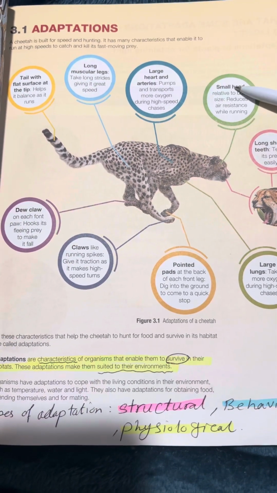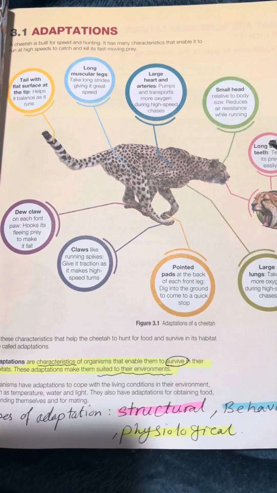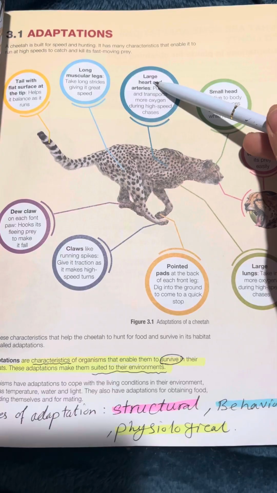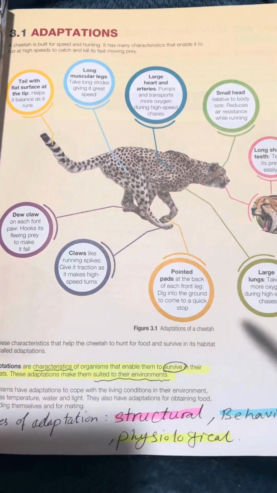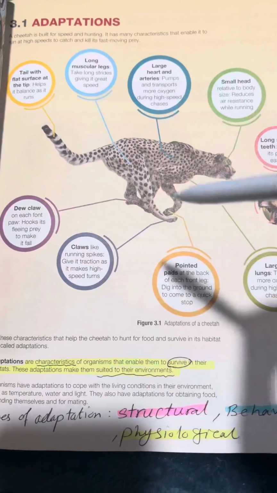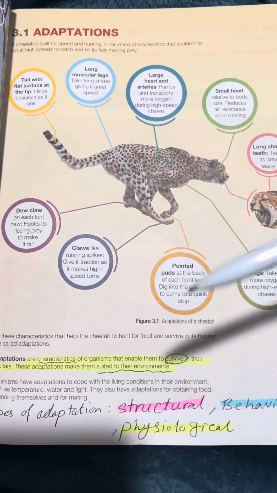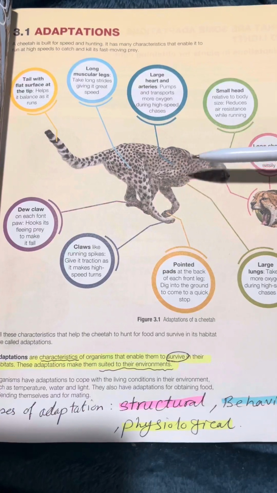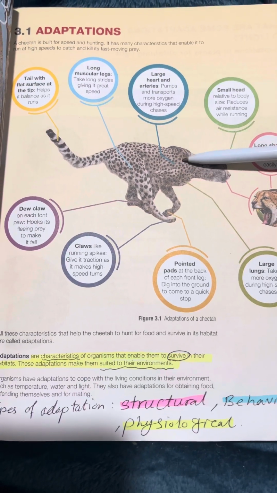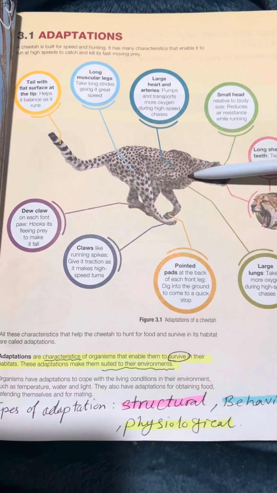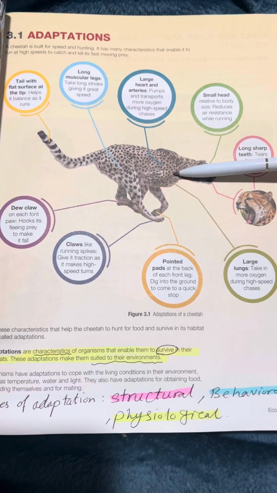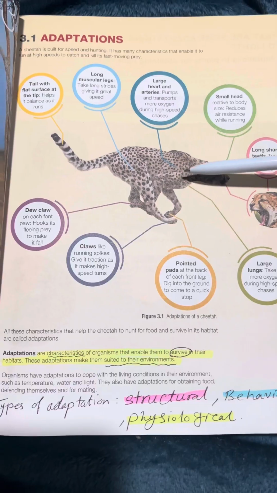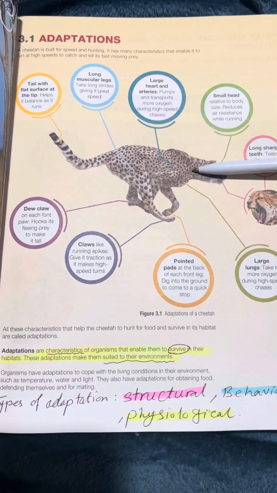We have examples like the small head, the long sharp teeth, the large lungs, the large heart, and arteries. Why do we have all of this information? What is it trying to tell us? It's trying to tell you the features or the characteristics that help this animal survive in its environment. So we're talking now about adaptations of the cheetah.